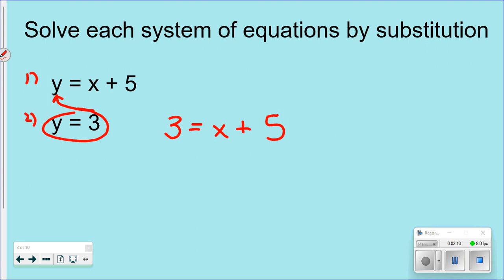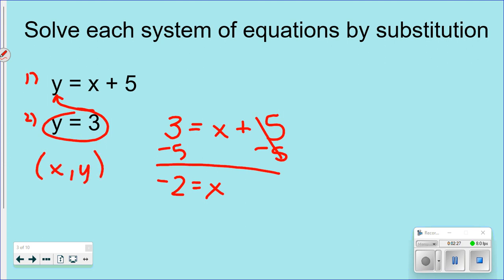Okay, so now I'm going to start to solve. Minus 5, minus 5. I have negative 2 equals x. So now I have my ordered pair. I have my y and I have my x. So my ordered pair looks like this. Since the ordered pair is (x, y), my x would be negative 2, and my y, they already gave it to me, would be 3. So negative 2, 3 would be my ordered pair for this. This is one of the easier ones. Now I'll do another one for you so you can see how it looks.